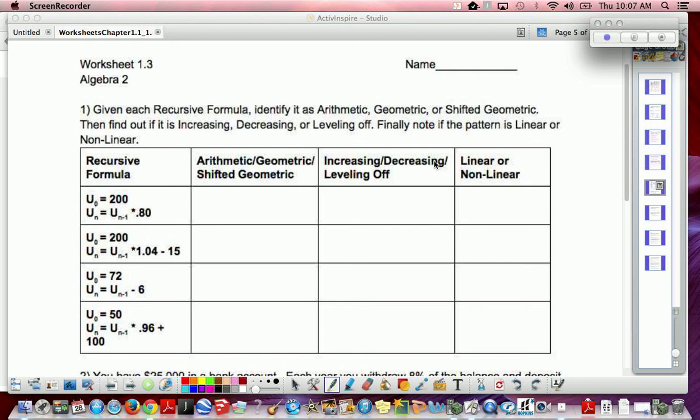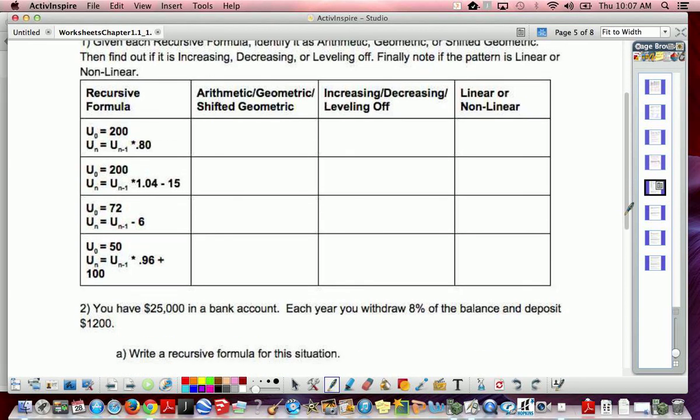Take a look at worksheet 1.3, page 1 here. The first question is just, can you take a look at a different sequence as a recursive definition and identify the type it is, if it's increasing, decreasing, leveling off, and does it give you a linear or non-linear pattern?